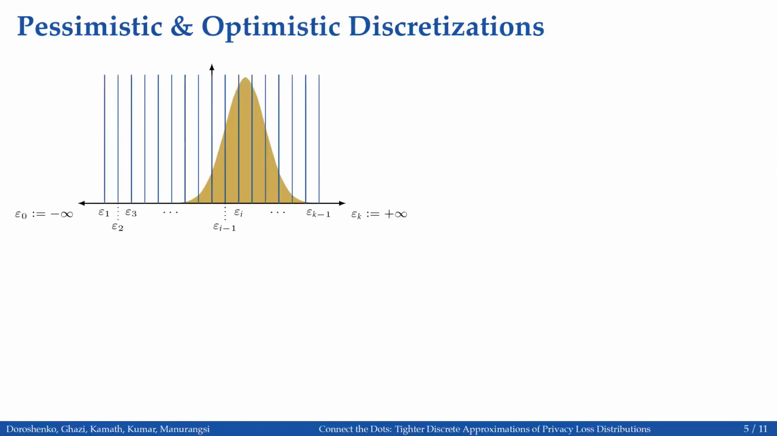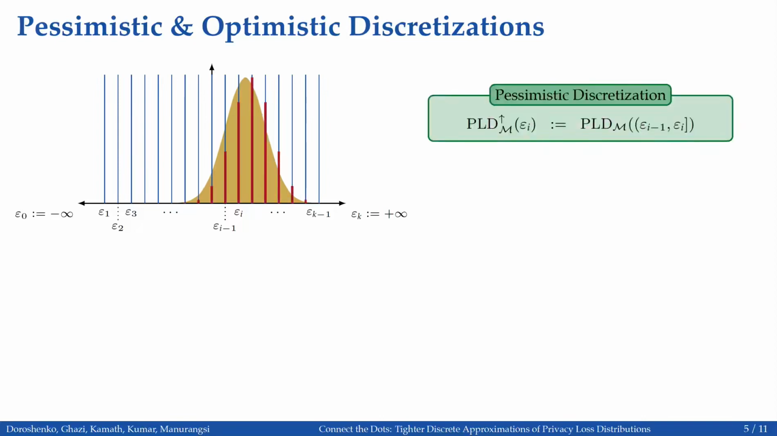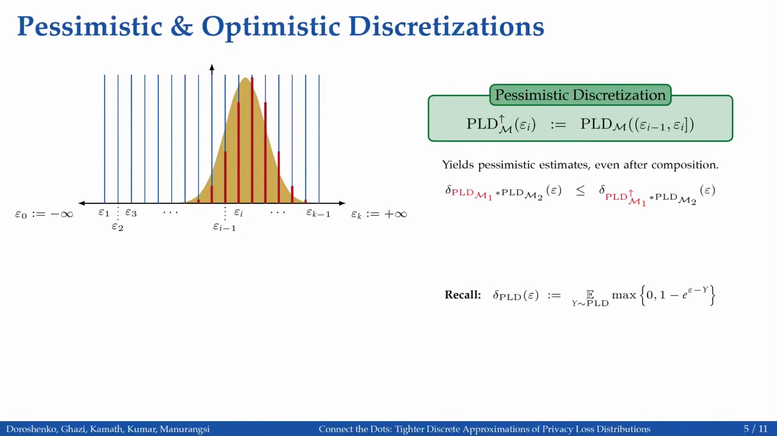We start with a set of epsilon values that we want the discretized PLD to be supported on. We take epsilon 0 to be minus infinity and the largest epsilon value, namely epsilon k, to be plus infinity. To get a discretized PLD, one simply rounds up the probability mass in each bucket. This ensures that we get an upper bound, or what we call a pessimistic estimate, of the hockey stick divergence even after convolution with any other PLD.